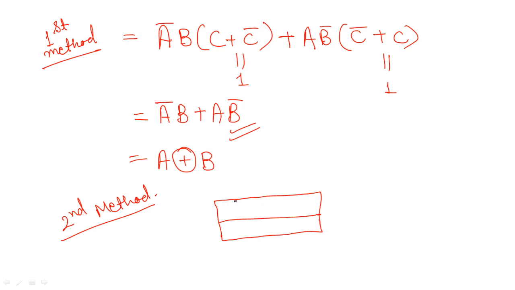So 1, 2, 3. Okay, now let's say I'm going to take A here, B and C here. So A can have 0 and 1, two possible values. B and C can have the different combinations like 0 0, 0 1, 1 1, 1 0.